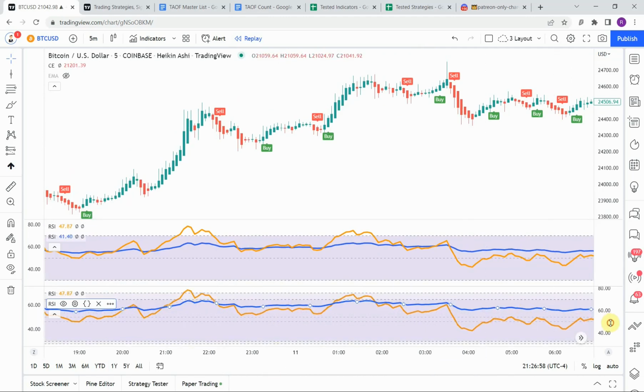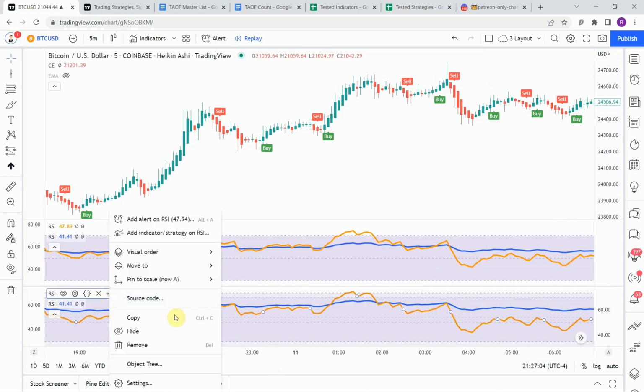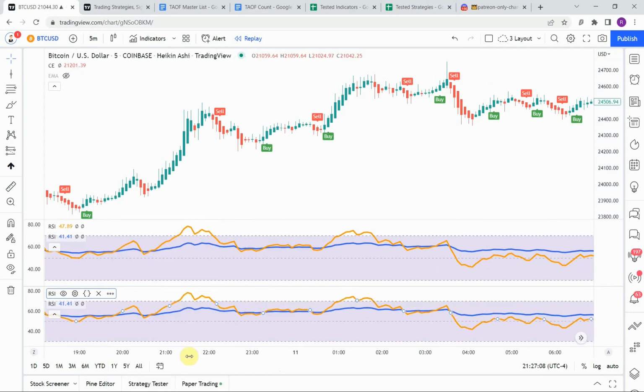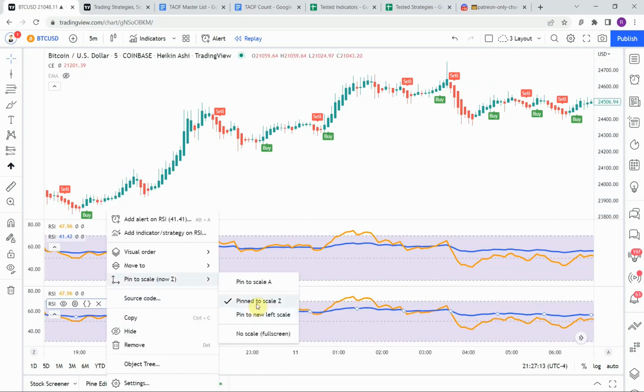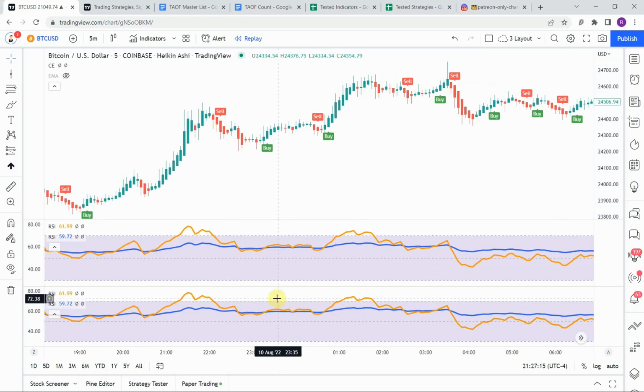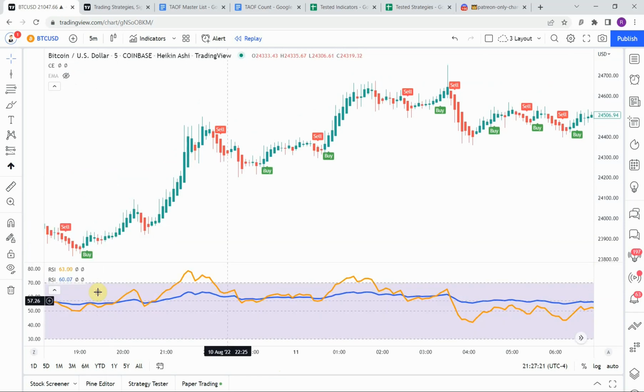And it gives us this right here, but they are kind of out of sync. And so what you're going to do is click on the three dots there. You're going to go pin to scale Z, and then it pins the other one to scale Z as well. And now they are one combined indicator, kind of matching and overlapping each other. And so that gives you this right here.